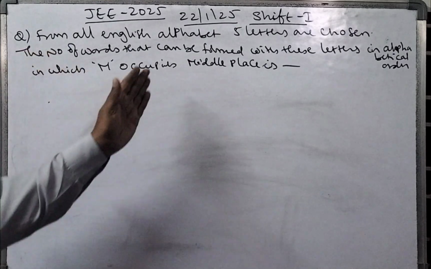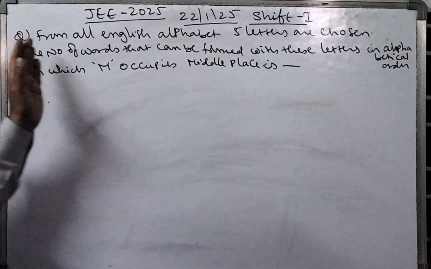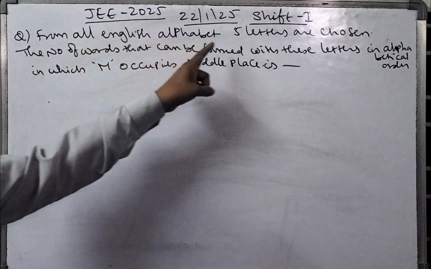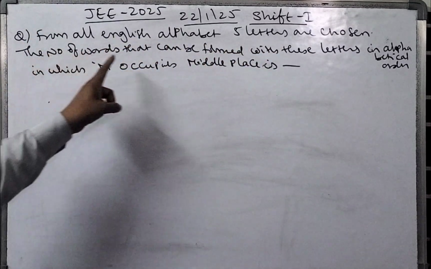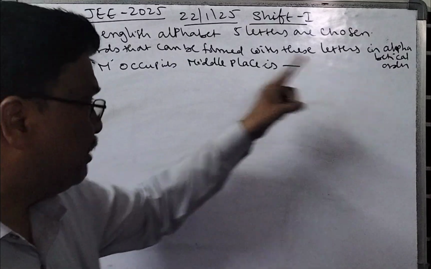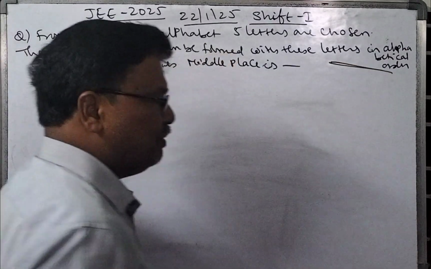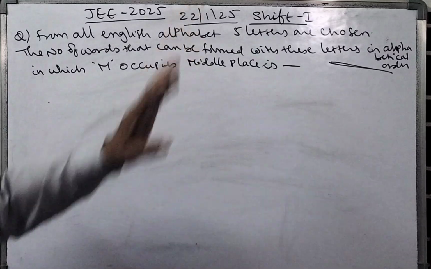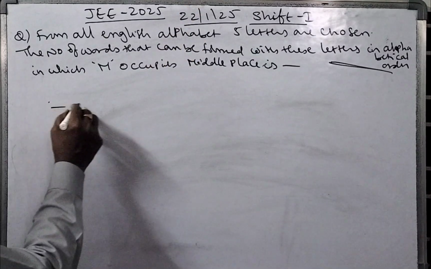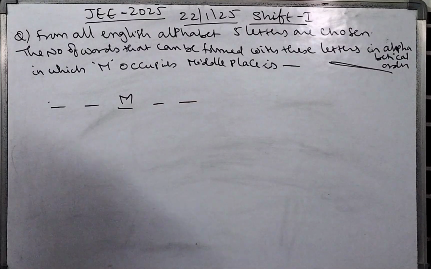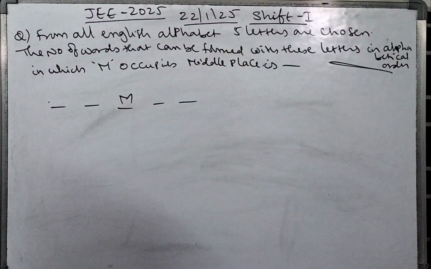So this problem is from permutations and combinations. Very simple problem they have given this time. From all English alphabet letters, 5 letters are chosen. The number of words that can be formed with these letters in alphabetical order, which is the most important thing, again the words are formed in alphabetical order only, in which m occupies the middle place. So we have to form a 5 letter word in which m already occupies the middle place, and all these letters should be in alphabetical order.